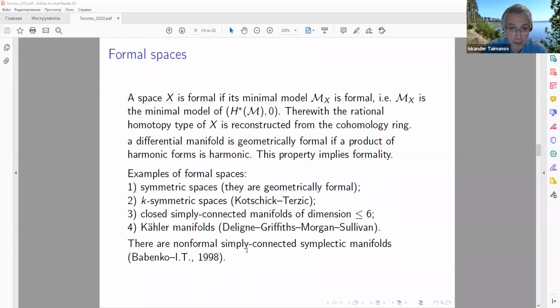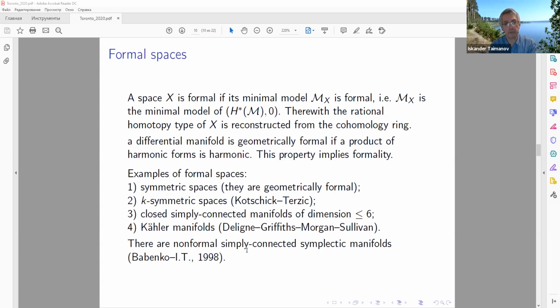So what does it mean? It means that in this case, we could just substitute for every cohomology class its harmonic form which realizes the class, and we get an equivalence between the cohomology and the space of differential forms. Then the K-symmetric spaces. This is a generalization of symmetric spaces, and that was established by Kotschick and Terzić.